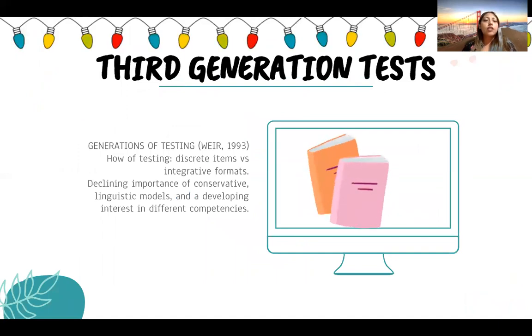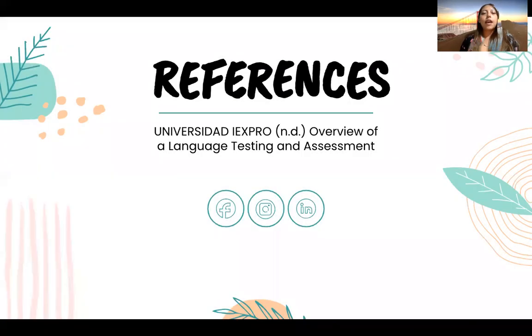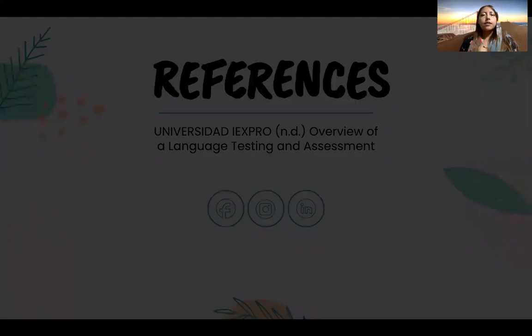And finally, generations of testing, how it was tested: discrete item versus integrative formats, declining importance of conservative linguistic models, and developing interest in different competencies. Okay, and these are the references.